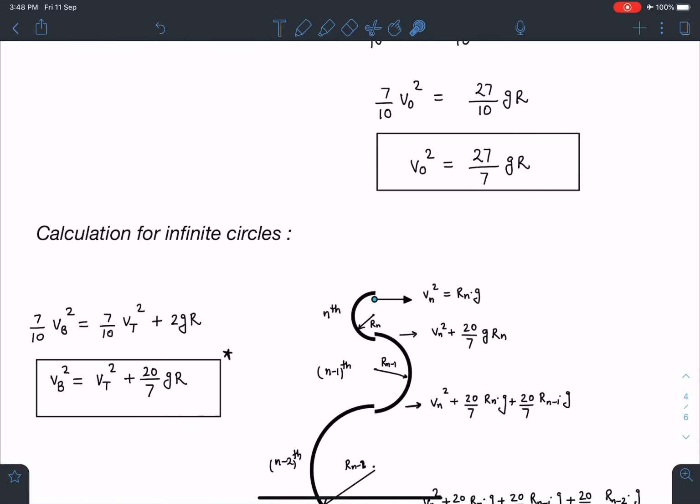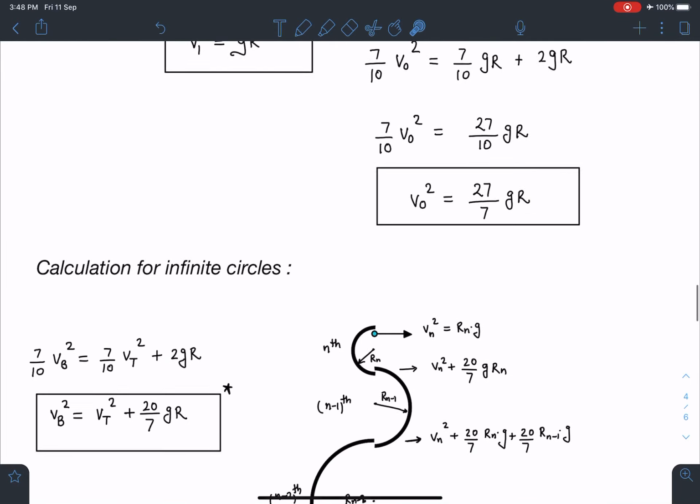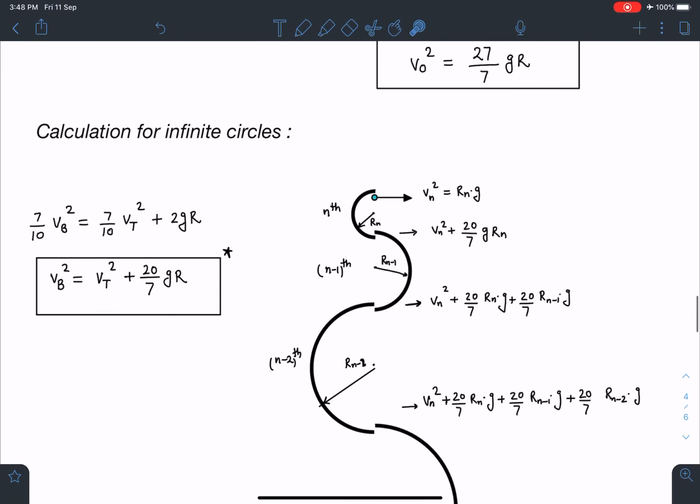When I apply energy conservation and see this part, you can see this equation. I'm cancelling out, so this is 7 by 10 V bottom square is equal to 7 by 10 V top square plus 2gr. When you simplify this, you get V bottom square is equal to V top square plus 20 by 7 gr. That is what I am doing here. I am writing that in order to complete this circular track, it must be having this much velocity.